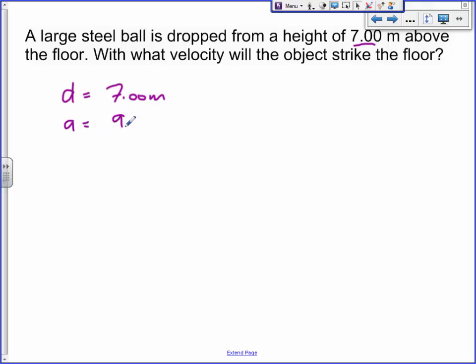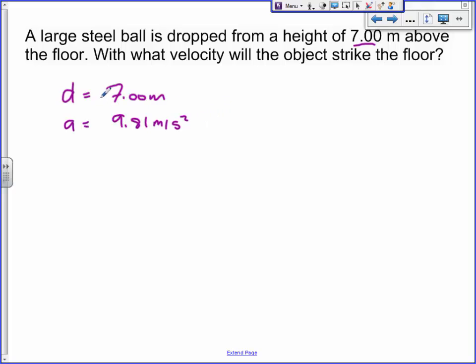It's 9.81, right? Meters per second squared. Here's where we have to make a decision. We have to decide whether down is going to be negative or whether down is going to be positive. It doesn't matter, but we have to be consistent.